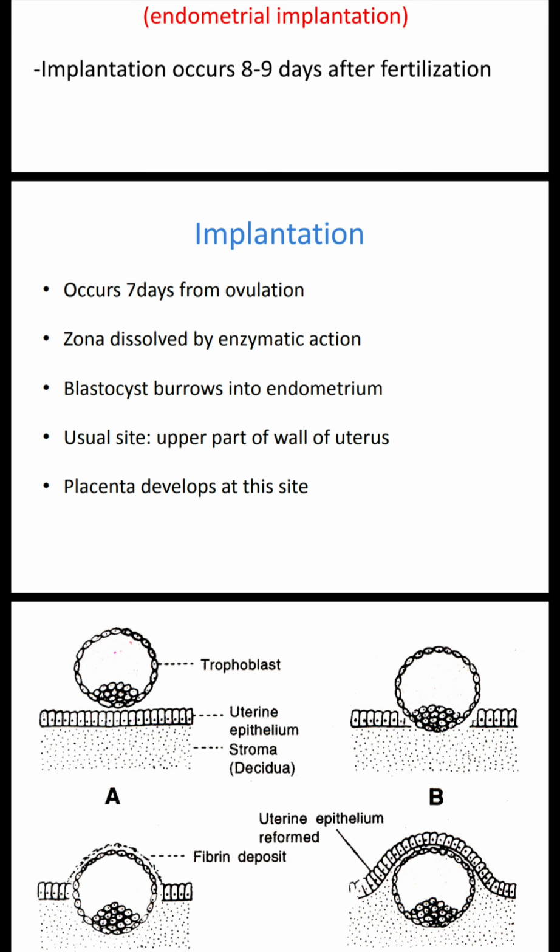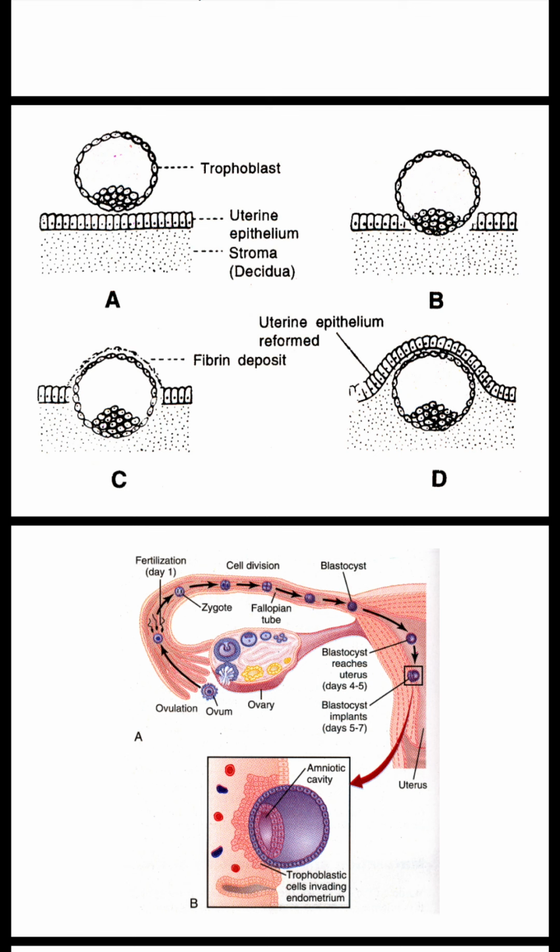The zona is dissolved by enzymatic action. The blastocyst burrows into the endometrium. The usual site is the upper part of the wall of the uterus. The placenta develops at this site. This is the schematic diagram.